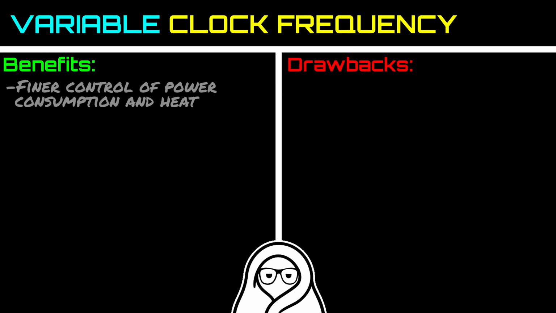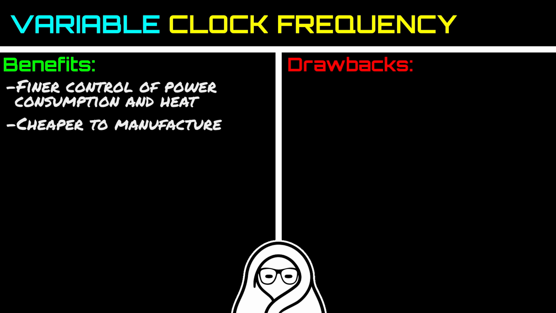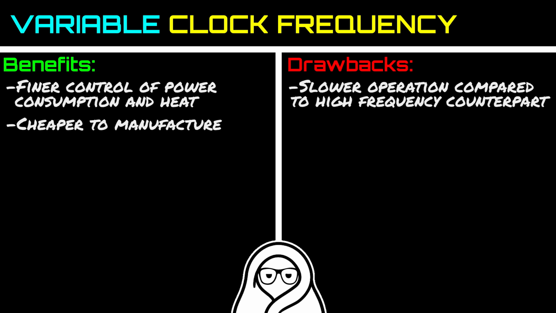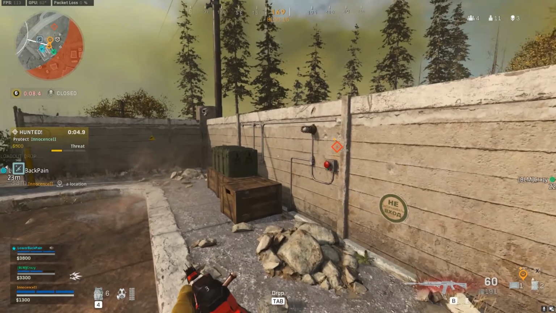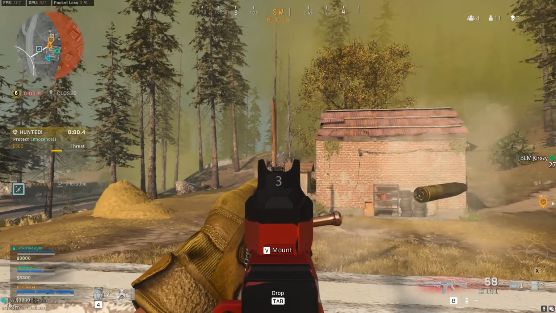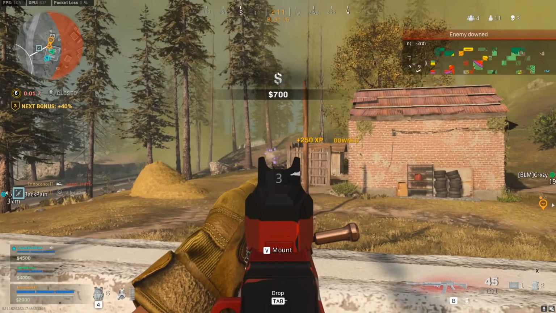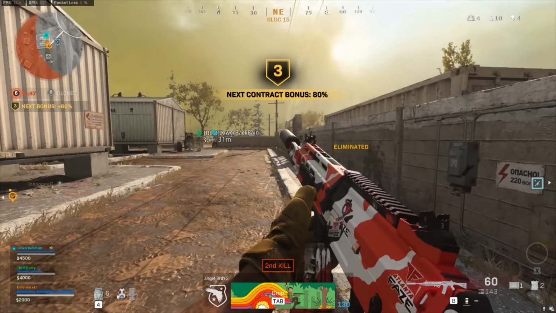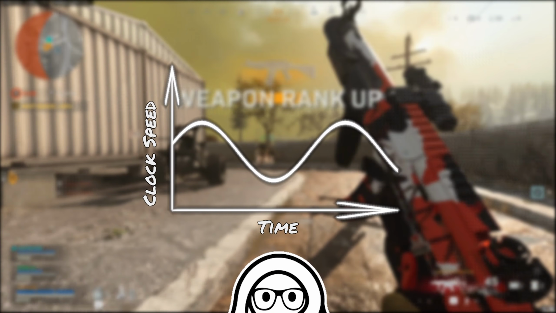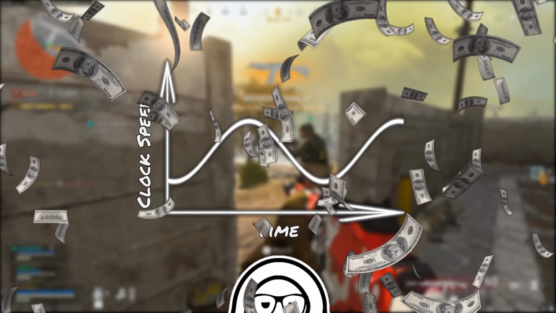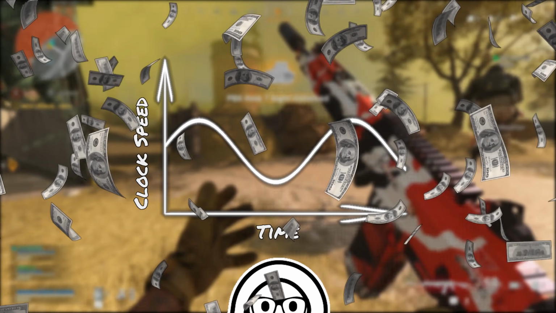They allow for the finer control of power consumption and heat, as well as, fun fact, being a lot cheaper to manufacture. And this is at the cost of slightly slower operation when it's compared to its high frequency counterpart. Now, most modern computers use variable frequency components mainly because of cost effectiveness as well as the potential to hit high clock speeds that you really shouldn't be hitting at all, before having to go back down. And as a rising computer engineer, I think that's the beauty of variable clock speeds. The fact that they allow you to reach heights that you couldn't have without it. And the fact that they're cheaper to make relative to performance, so yay for our wallets.